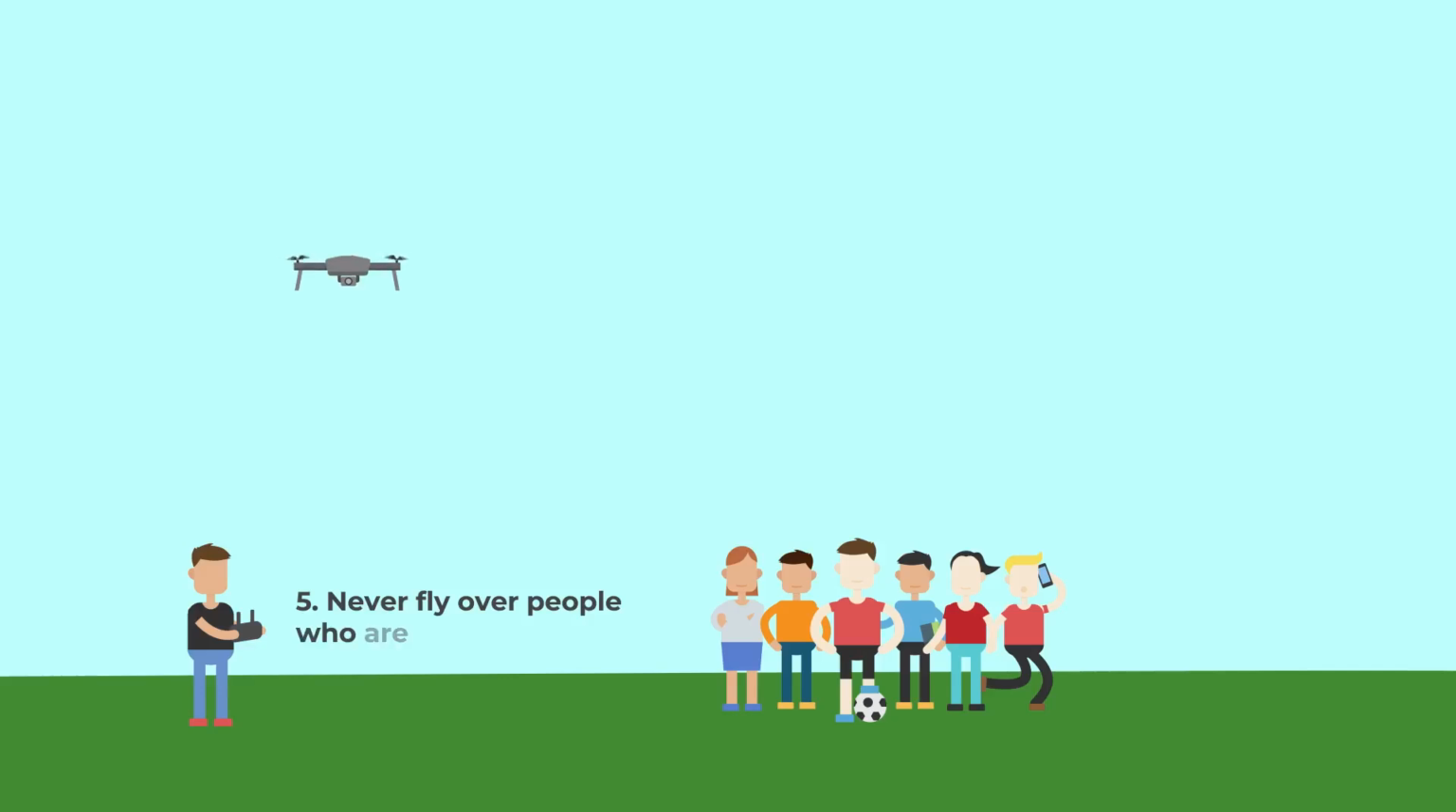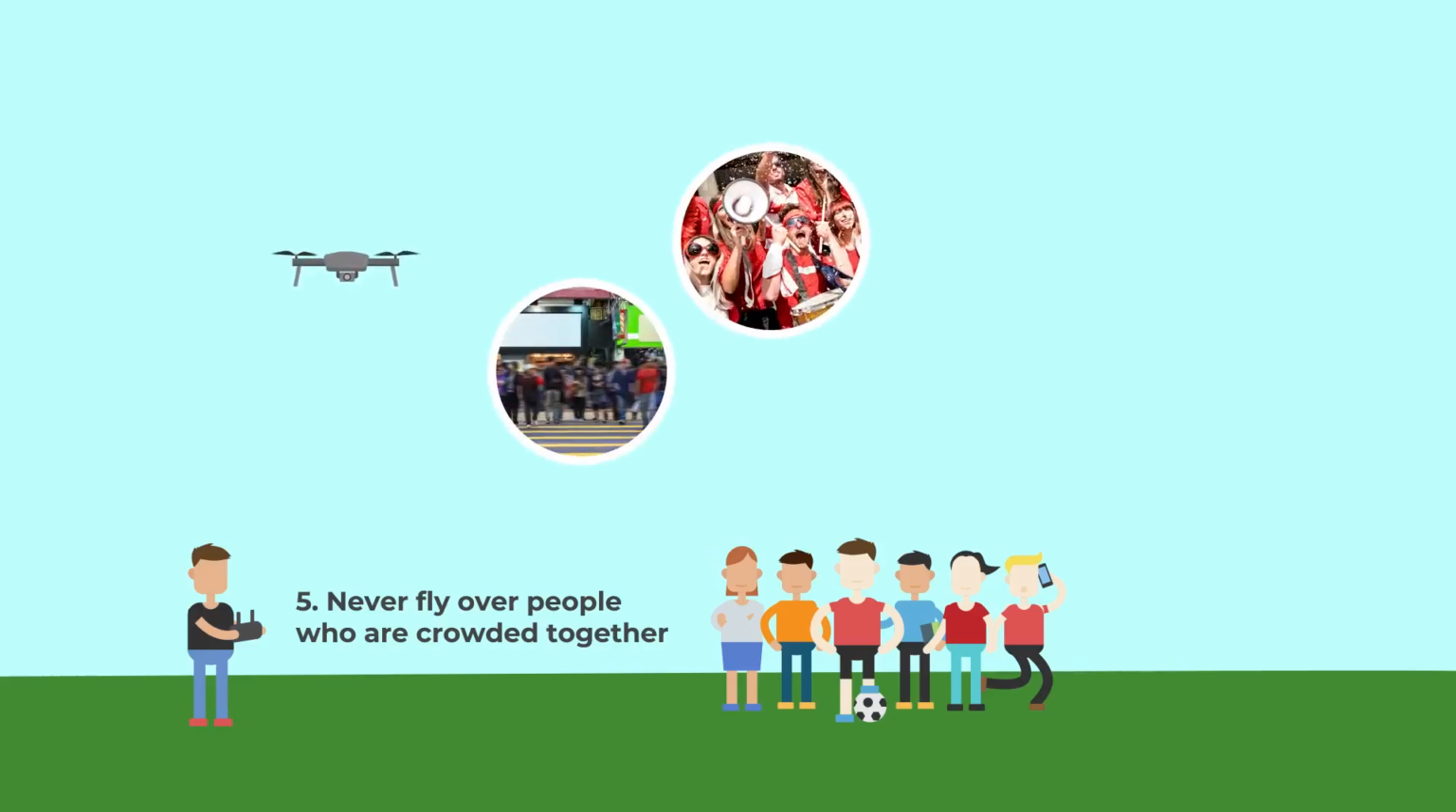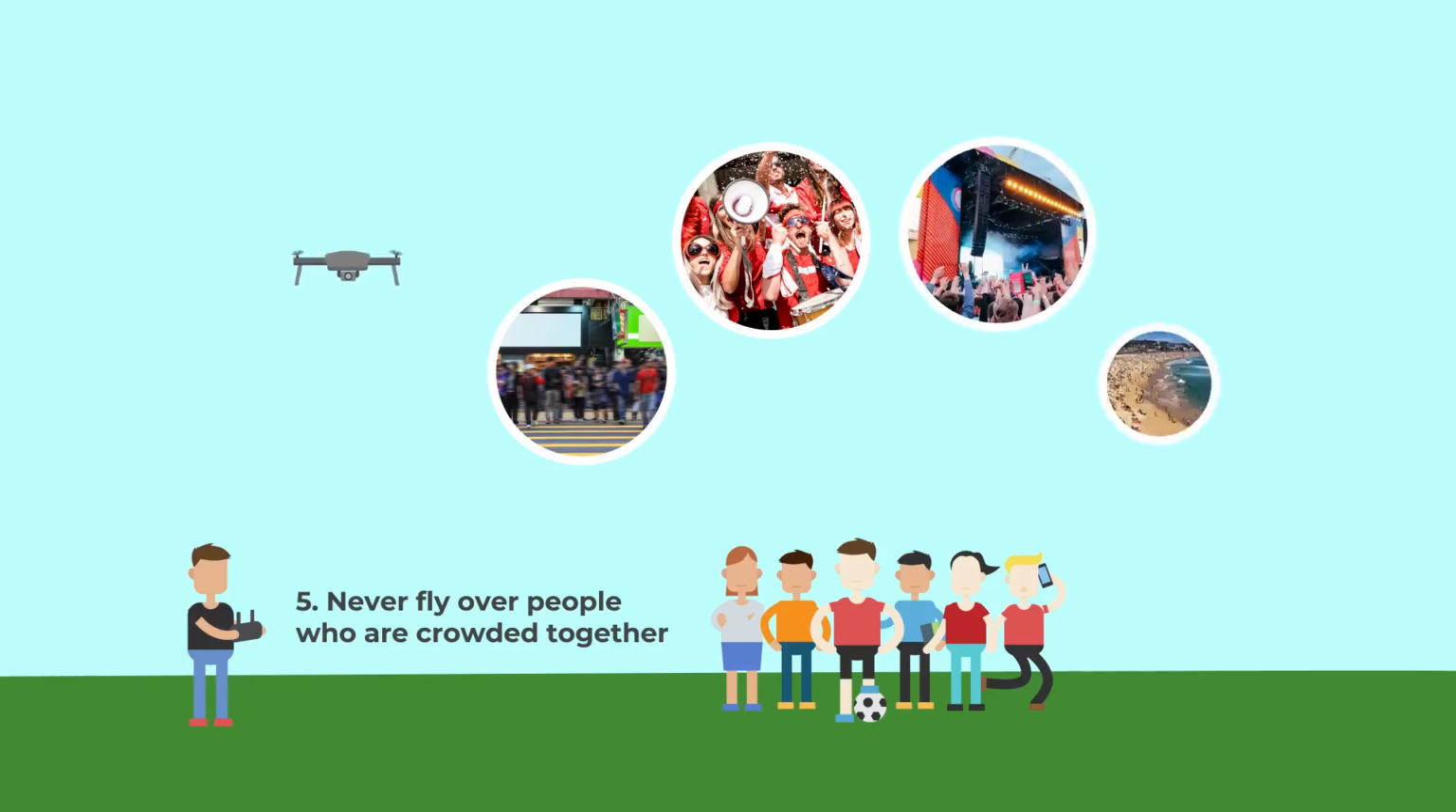Never fly over people who are crowded together. A crowd is any group of people who cannot move away quickly because of the number of people around them. Never do this, no matter what size of drone you have. Examples of places where people are often crowded together include, but are not limited to, shopping areas, sports events, music festivals, and a beach or a park.